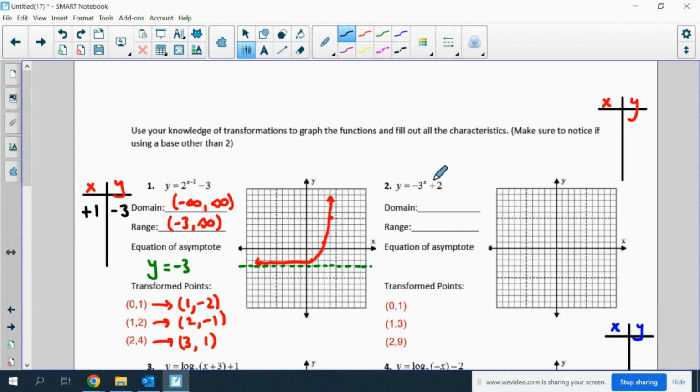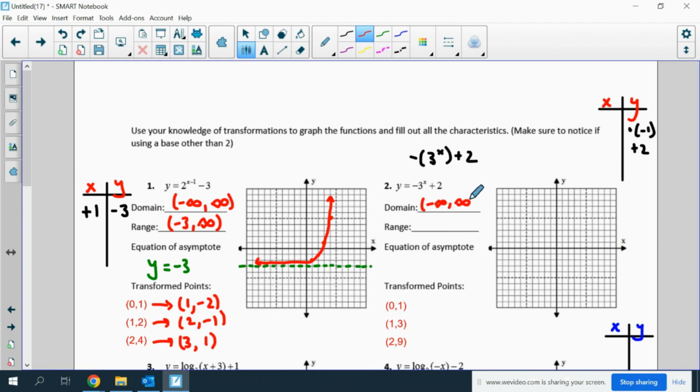Number 2, -3 to the x plus 2. The negative is not in parentheses, so that means that the 3 to the x is kind of operating separately. And then the negative is kind of a vertical reflection of this graph. So my y's are getting multiplied by -1. My x's have nothing happening to them. And then my y's get added by 2.